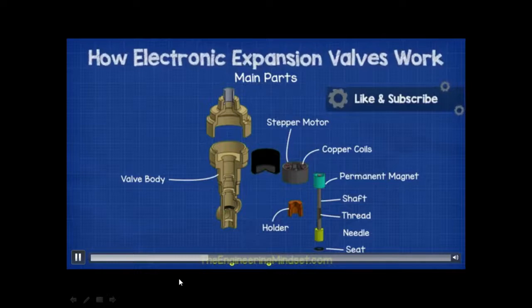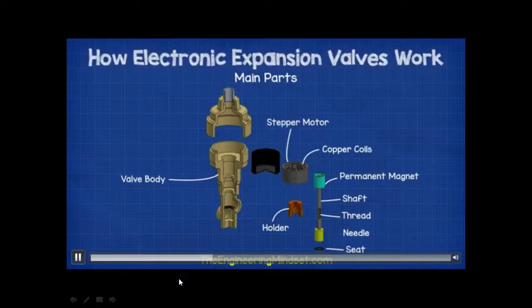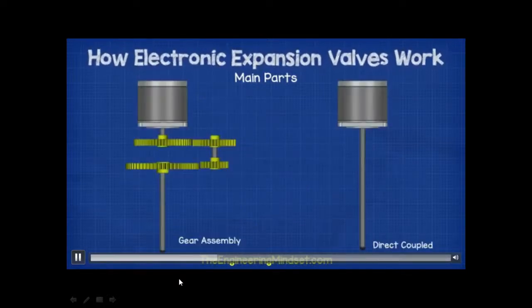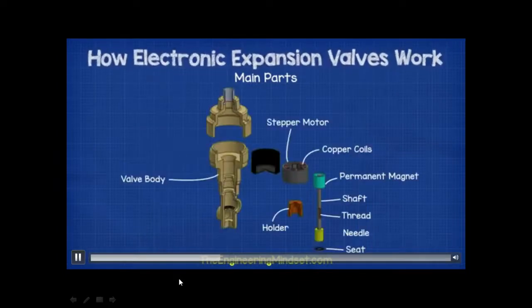This permanent magnet is affected by the electromagnetic field of the coils, and the change in polarity of the electromagnetic field will cause the permanent magnet to rotate. Attached to the permanent magnet is a shaft. Now, some designs will use a gear assembly between the motor and the shaft, but as we're only looking at a simplified example, we're going to stick to a directly coupled shaft.